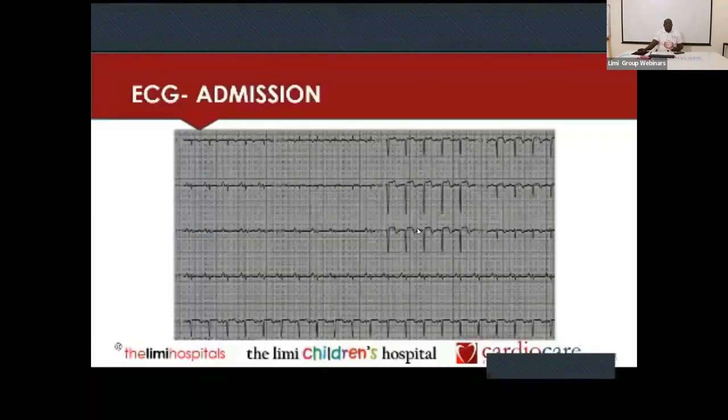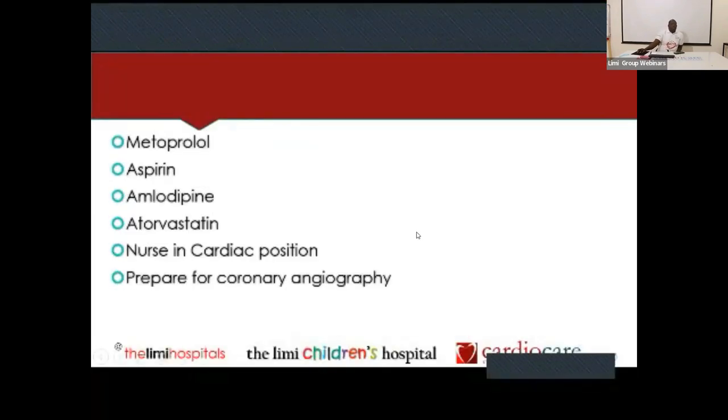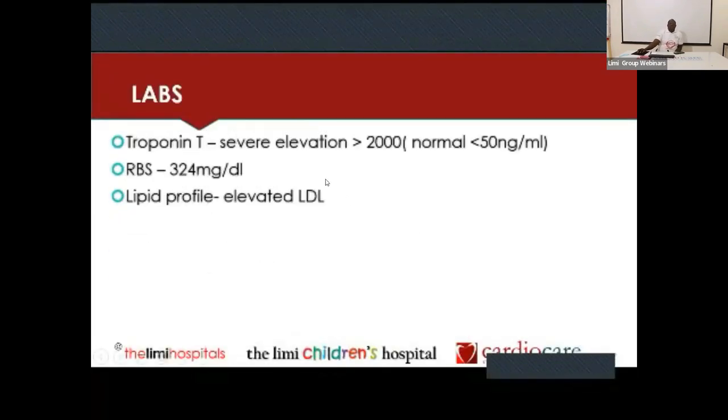And when his troponin results came out, the troponin was severely elevated. It was greater than 2000. The normal level should be less than 50 nanogram per mL, but his result was greater than 2000, and his random blood sugar too was severely elevated. And so he was commenced on treatment.